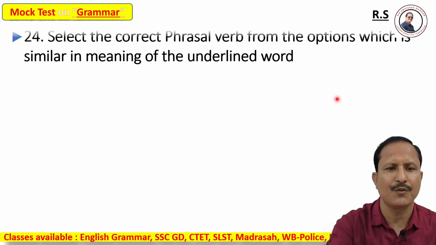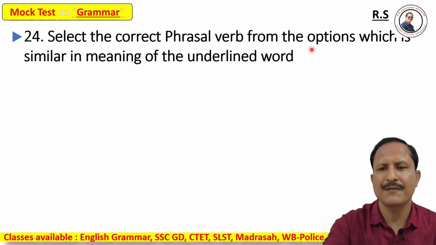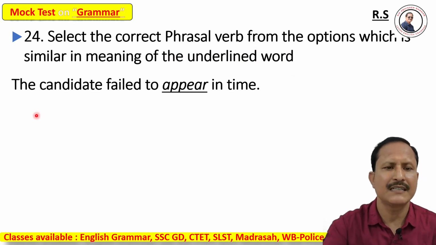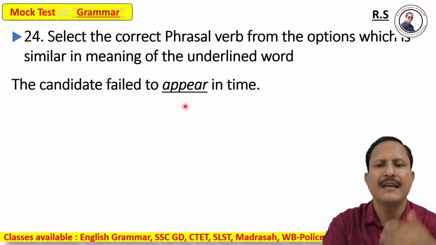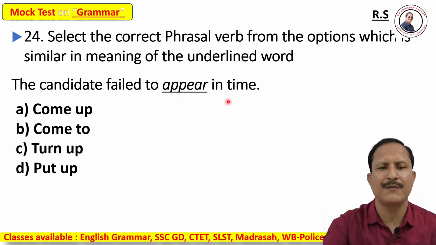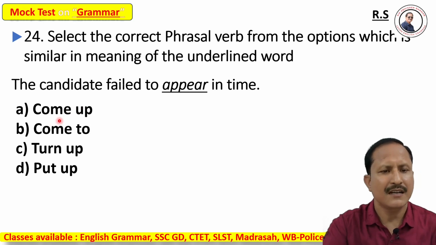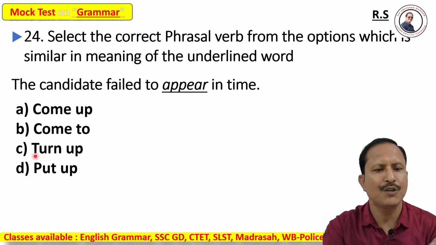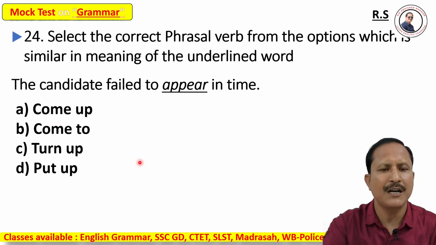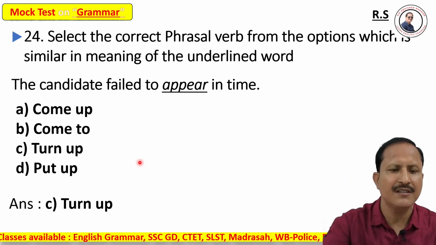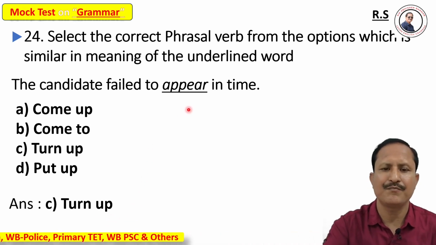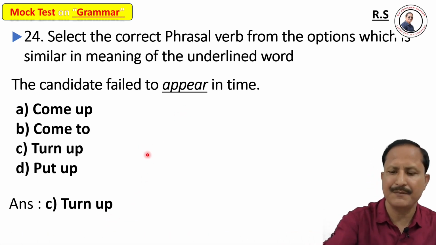Question number 24. Select the correct phrasal verb from the options which is similar in meaning to the underlined word. The candidate fails to appear in time. Option A, come up. Option B, come to. Option C, turn up. Option D, put up. Here, appear is replaced. The one similar in meaning is option C, turn up, meaning to appear, make an appearance.